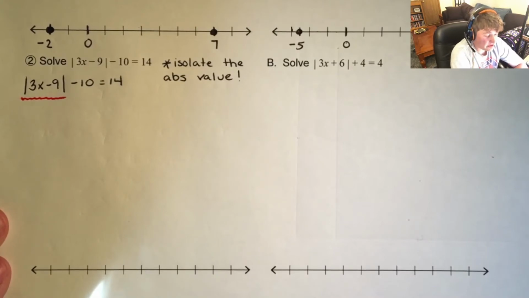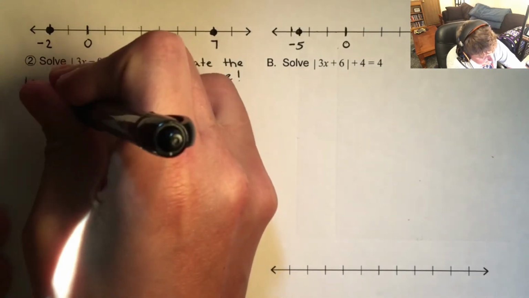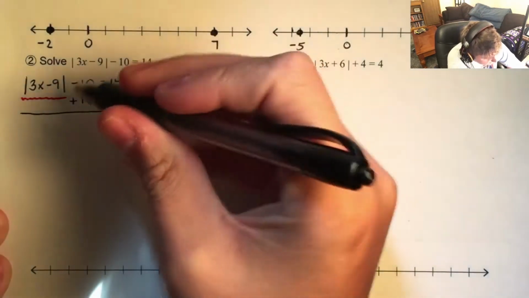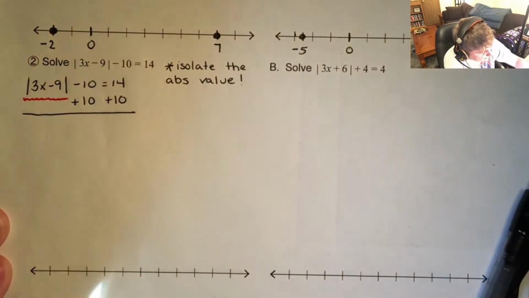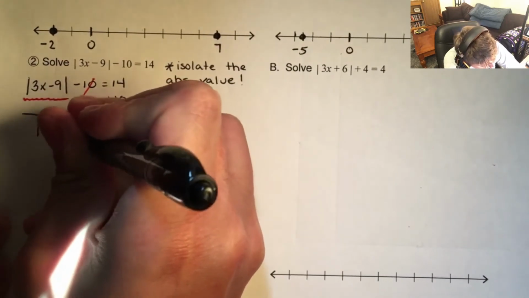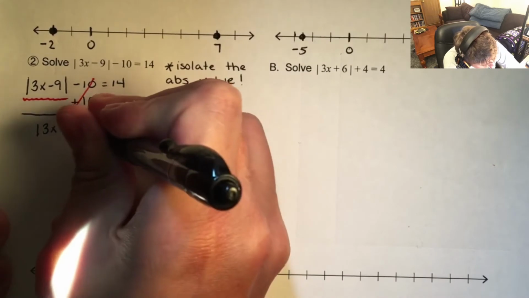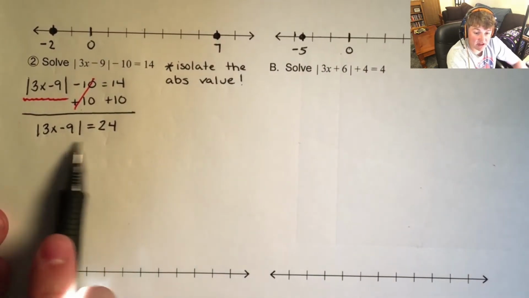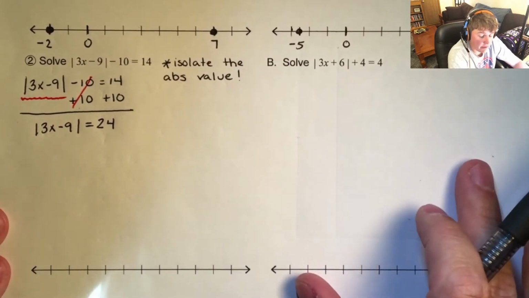Hopefully, as you're thinking to yourself at home or wherever you're watching this, if I just add 10, that will undo minusing 10, and you would be correct. So let's go ahead and add 10 to each side. If I add 10, these parts cancel each other out completely. I'll even put a little cross through that. And now I get the absolute value of 3x minus 9 is equal to 24. Okay, so now this problem is set up the same way as above.